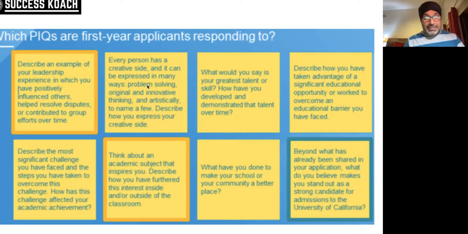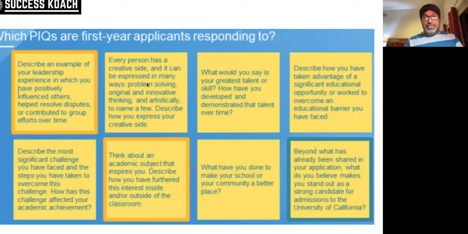Every person has a creative side. It can be expressed in many ways: problem solving, original, innovative, artistic. Express your creative side. Again, creative sides can be quirks, okay? Quirks of what you do, what you like doing, why you do so. Less important is what you do, more important is why you do it and what's your point of doing it the way you do it. There are several essays you'll see later that you can talk about.